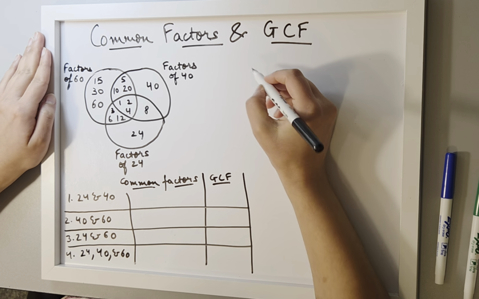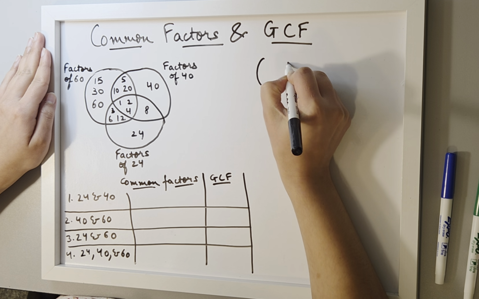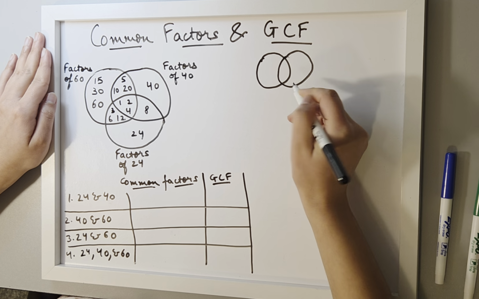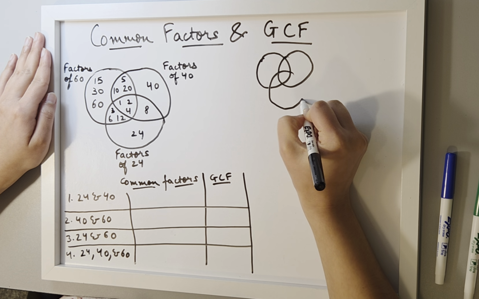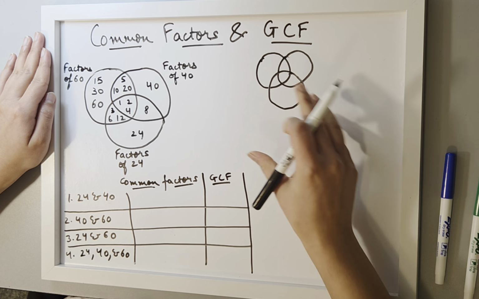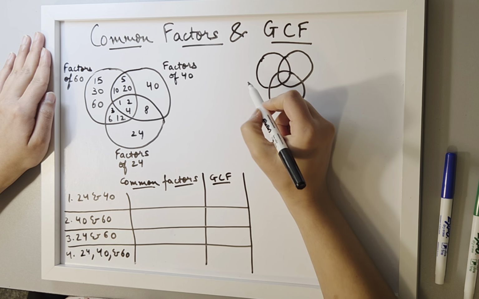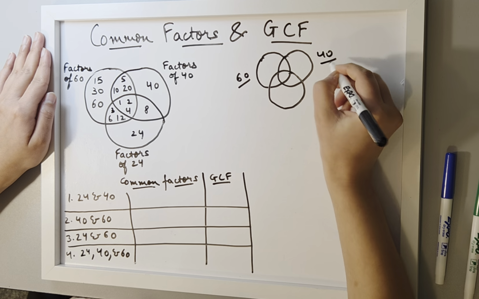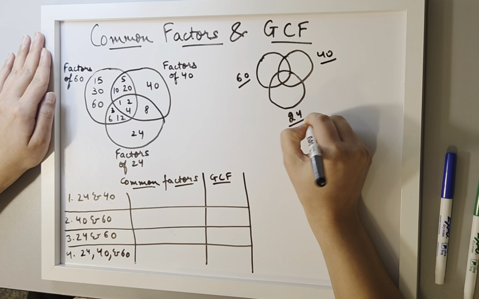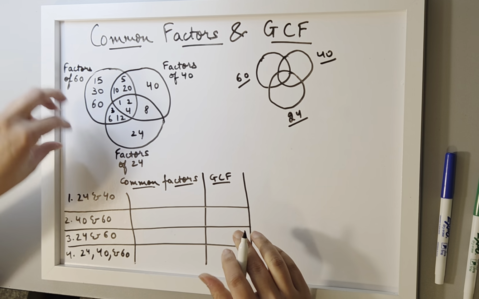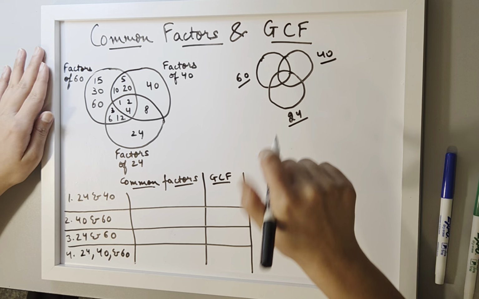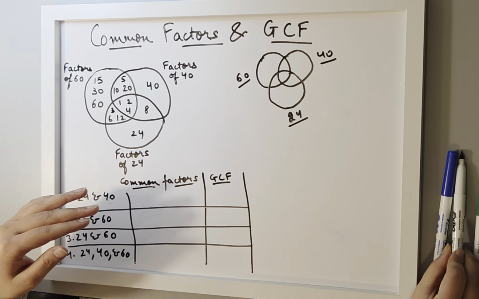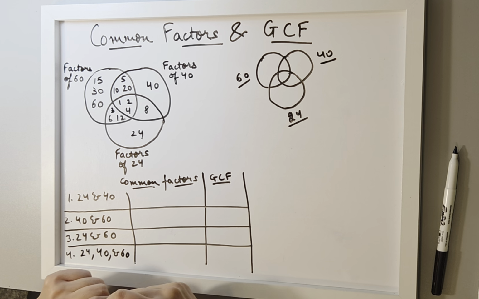Okay. So let's try to make the Venn diagram again. I'm just doing a smaller Venn diagram. Here we have factors of 60, here we have factors of 40, and here we have factors of 24. I'm just not shading anything in this area so that we don't end up losing the factor values.